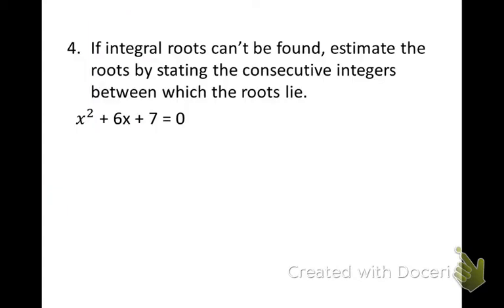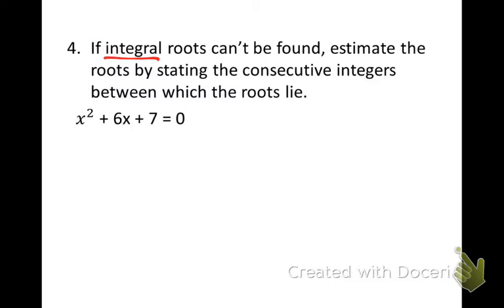All right, let's look at another one. This time it says if integral roots, remember that means integers is what they would be, cannot be found, you're going to estimate the roots by stating the consecutive integers between which the roots lie. I should have a graph here. So we'll have to sketch a graph real fast, I guess.